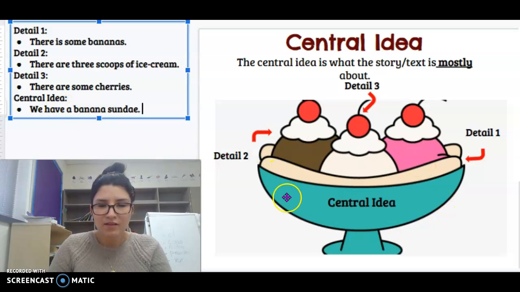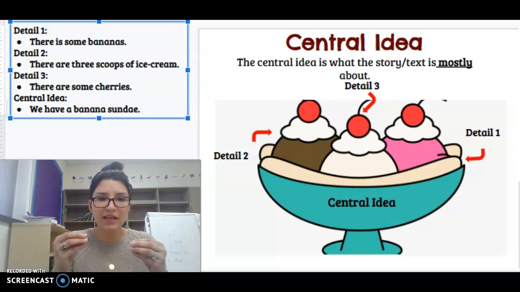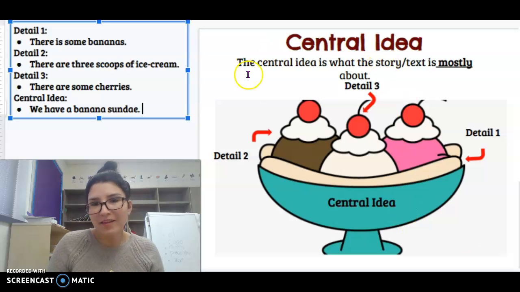Okay? So, the reason why I wanted to show you this is the central idea is like the bowl, right? It's holding the details in place. So the details are like the scoops. They are supporting the central idea. All right, I hope you like this little activity over central idea. What I want you to mostly take away is, remember, you can use the details to help you figure out what the central idea is.